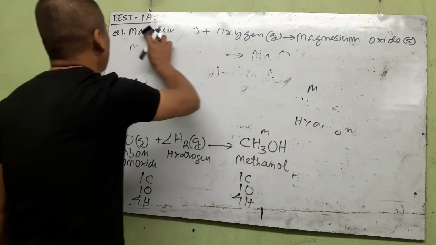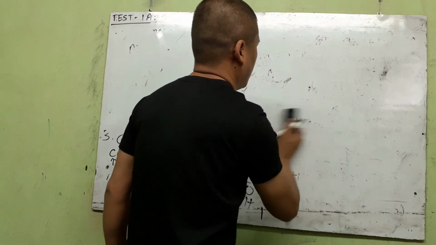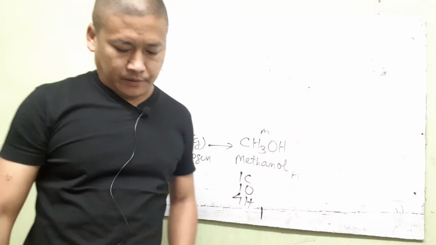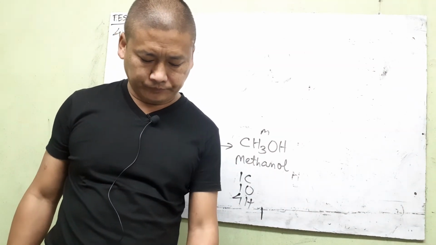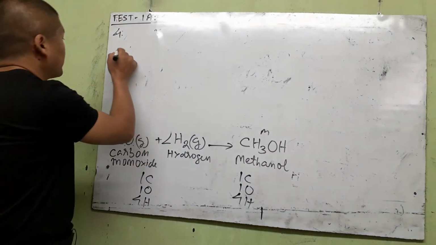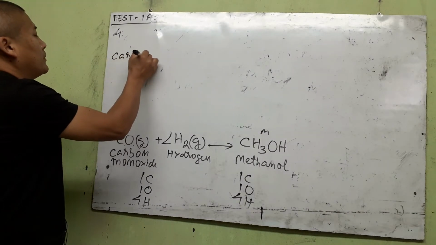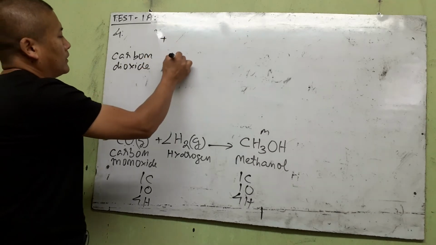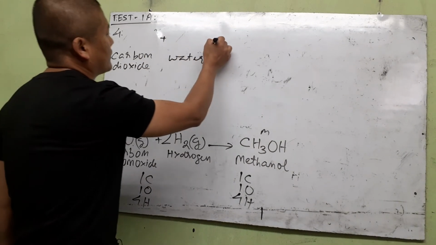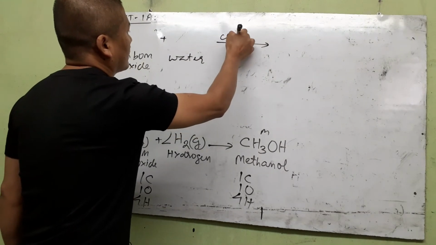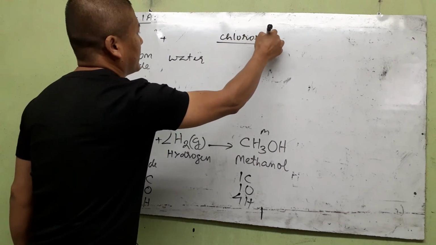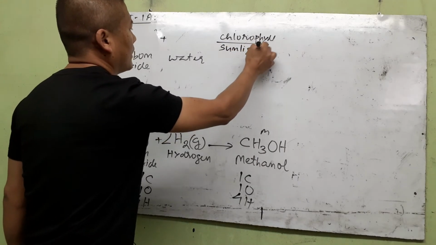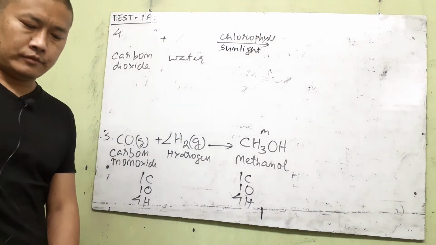Number 3. Okay, let's go to 4. Carbon dioxide plus water gives you, in the presence of sunlight and chlorophyll. This is photosynthesis. Carbon dioxide and water in the presence of chlorophyll, the green pigment in green plants, and in the presence of sunlight, these green plants can manufacture their own food, right?